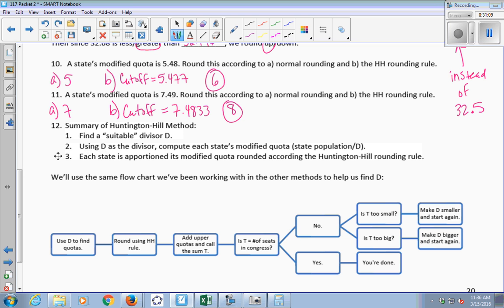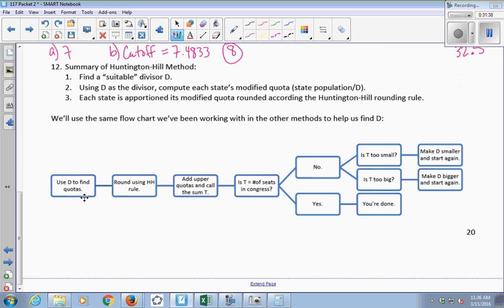All right, so my summary is it's the same as the other three methods. Find a suitable divisor D. Using D as your divisor, compute the modified quotas. Each state is apportioned its modified quota, but the rounding step is round according to Huntington Hill. Follow the exact same flow chart. If you gave out too few seats, make D smaller. If you gave out too many seats, make D bigger, and start again.